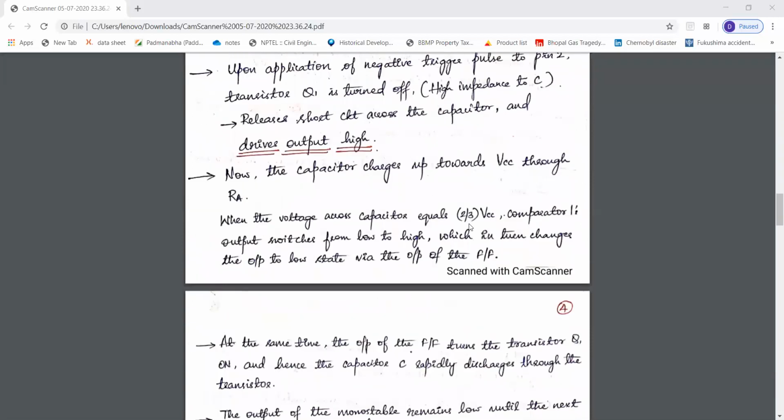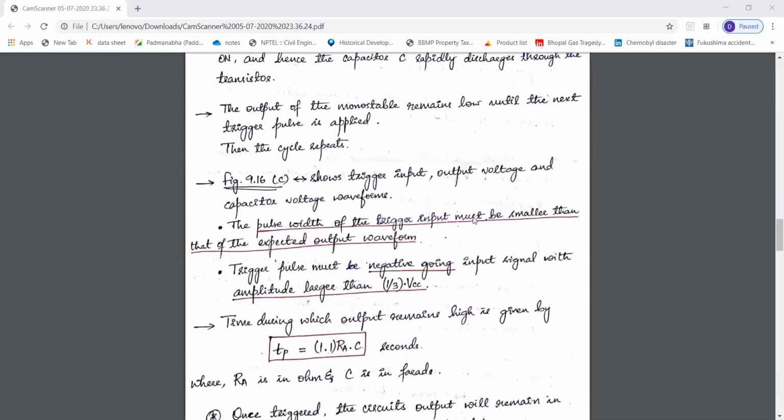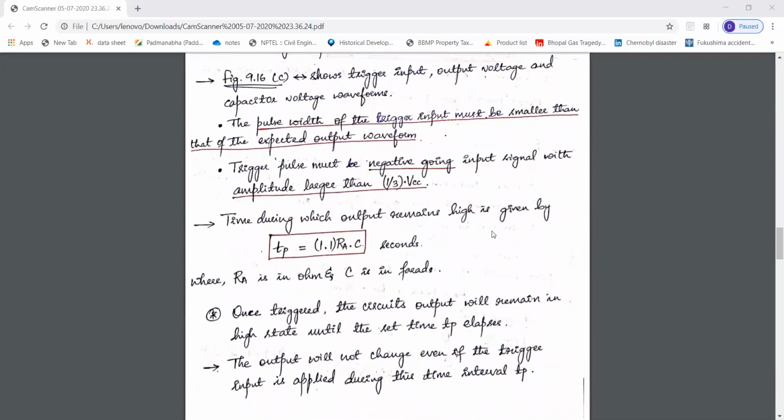This is about the operation of the monostable multivibrator. The pulse width of the trigger input should be smaller than that of the expected output waveform. This is the important note with respect to the monostable multivibrator. The trigger pulse applied as the input should be a negative going input signal, and its amplitude should be larger than 1 by 3 VCC.